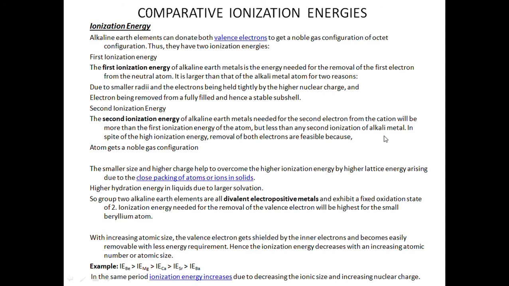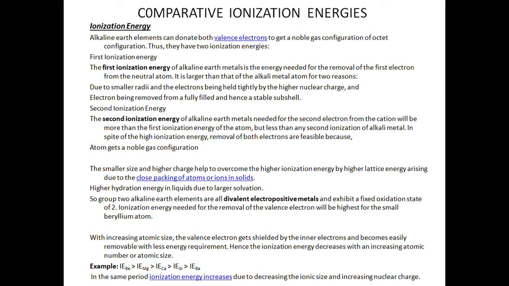Now we see the comparative ionization energies. Alkaline earth metals can donate both valence electrons to get a noble gas configuration of octet configuration. Thus they have two ionization energies: first ionization energy and second ionization energy. First ionization energy of alkaline earth metals is the energy needed for the removal of the first electron from the neutral atom. It is larger than that of the alkali metal atom for two reasons.